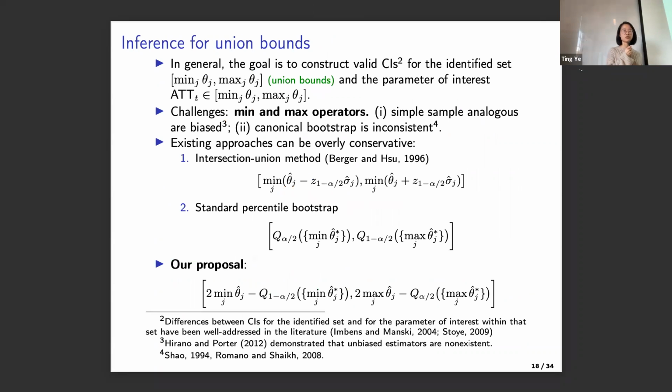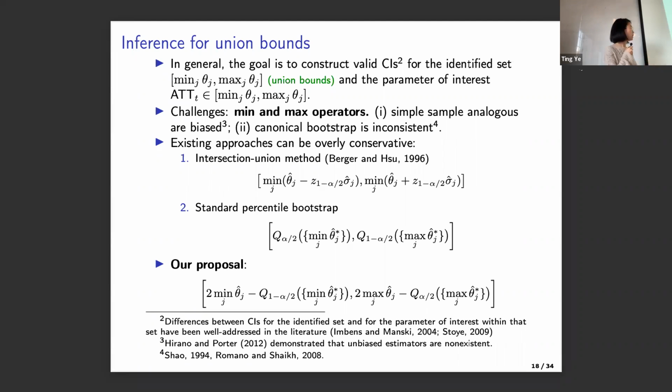Essentially, the goal is to construct confidence intervals for the identified set, where the lower end is the minimum of a set of parameters and the upper end is the maximum of a set of parameters. We call these union bounds because it's like a union of different intervals. We are also interested in the confidence interval for the parameter of interest, the ATT, which falls in this identified set. So there is a difference between inference for the identified set and for a parameter that falls in the identified set. It's quite subtle but important.